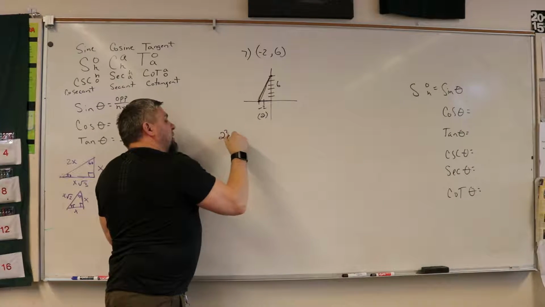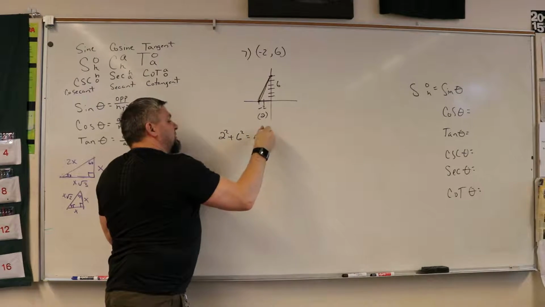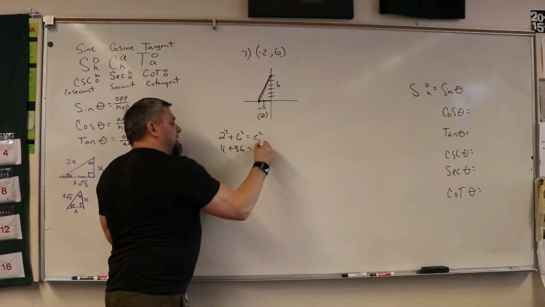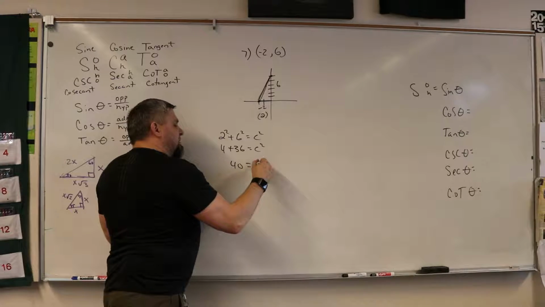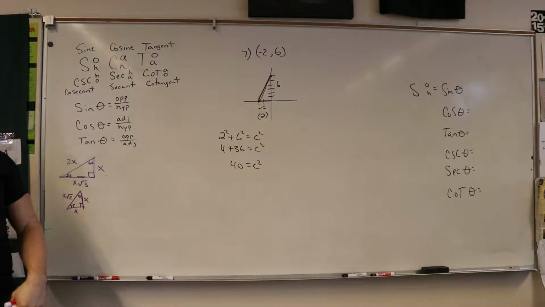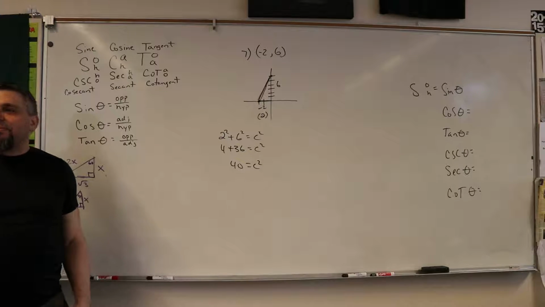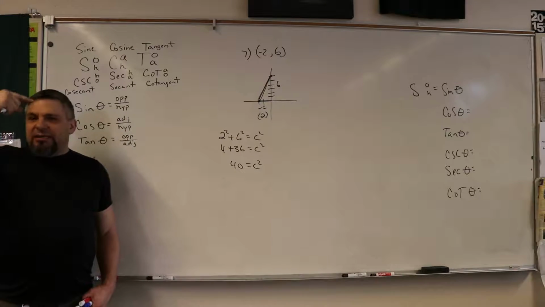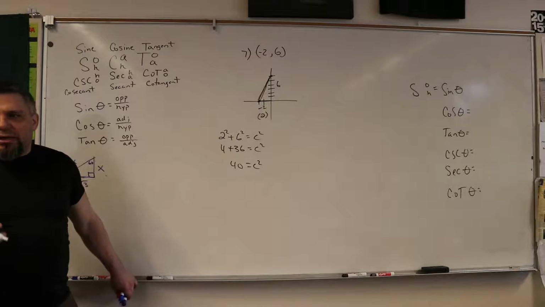So we got 2 squared plus 6 squared equals c squared. So then 4 plus 36 is equal to c squared. So 40 is equal to c squared. This is right back to where we were, except we had 80, right? So it's going to be 2 square roots of 10. I know that, but you guys might not see that, right? I can see it in my head. Now let's see if I'm right.